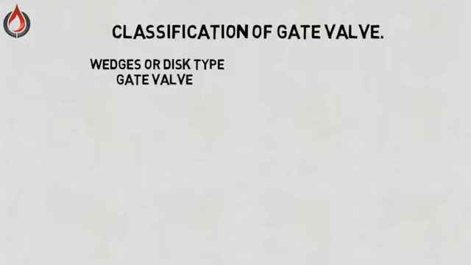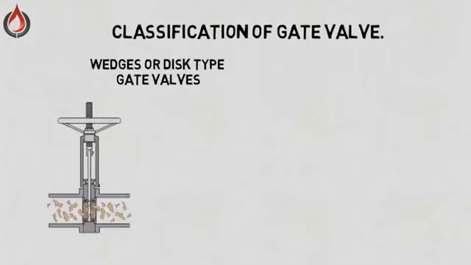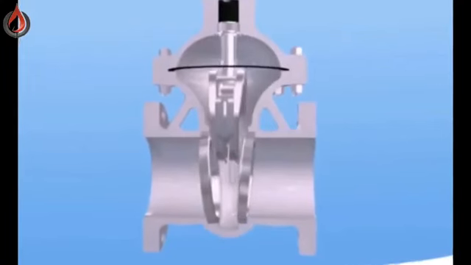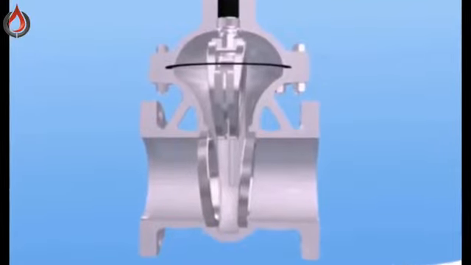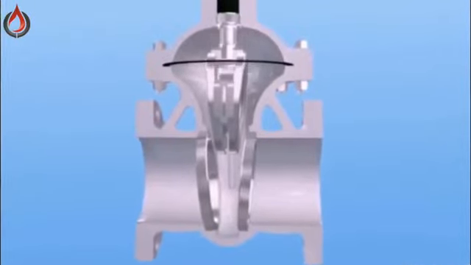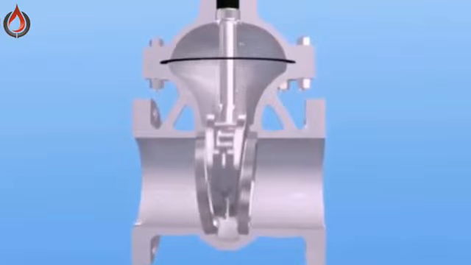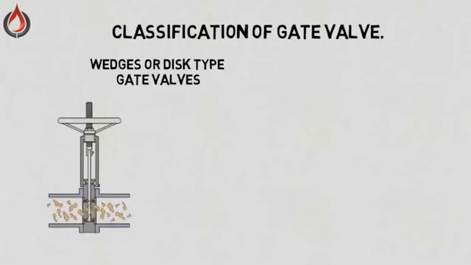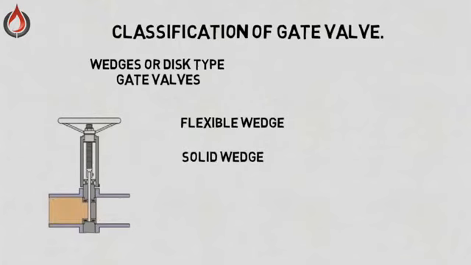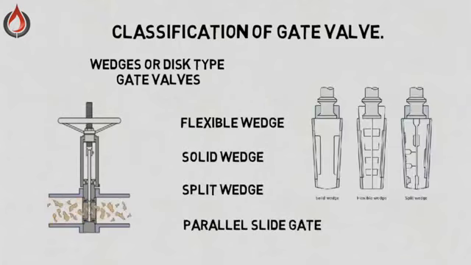There are three ways to classify the gate valve. Number 1. Wedge or disc type gate valve. Gate valve wedges open and close the flow of liquid by vertical movement, which can be manual or operated by an actuator. There are four types of wedge valve: flexible wedge, solid wedge, split wedge, and parallel slide gate valve.